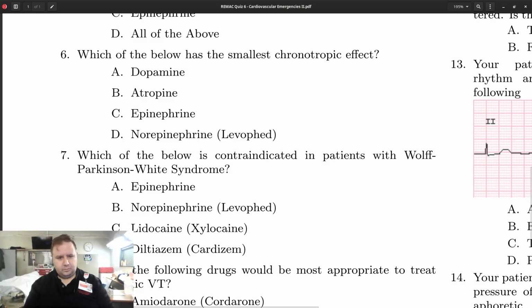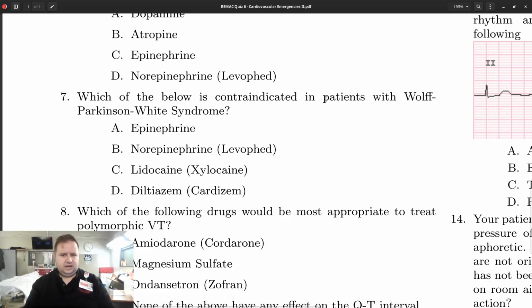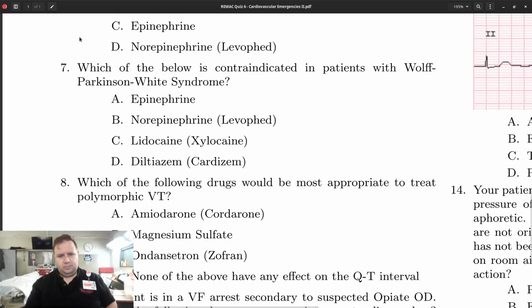Okay. So number 7 says, which of the below is contraindicated in patients with WPW? So remember that WPW is characterized by the existence of an accessory pathway that allows electrical impulses to bypass the AV node. And that accessory pathway is ungated, which means that the electrical impulses can be transmitted down there very quickly, and in fact, too quickly. So you can have a lethal arrhythmia if you end up pushing too many drugs, if you end up forcing electricity down this ungated sort of back channel.